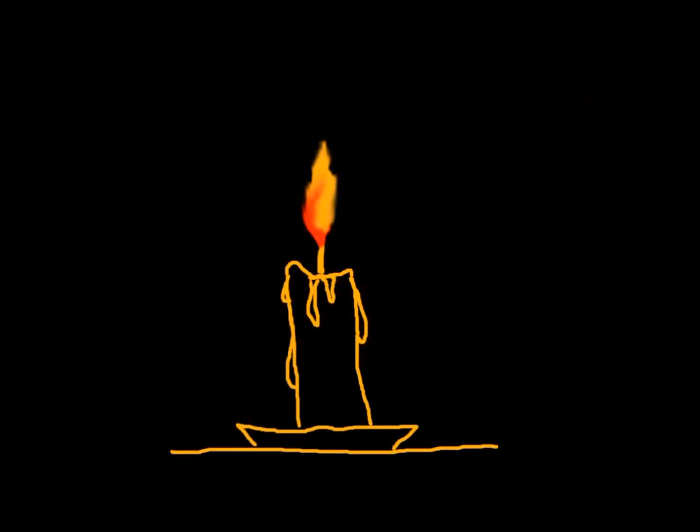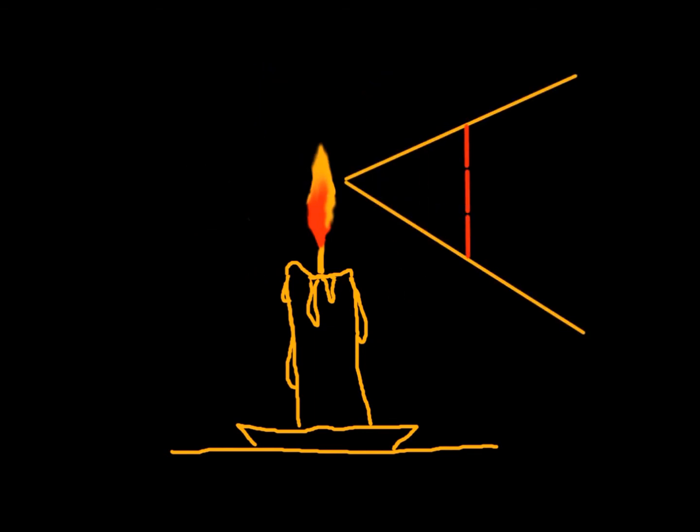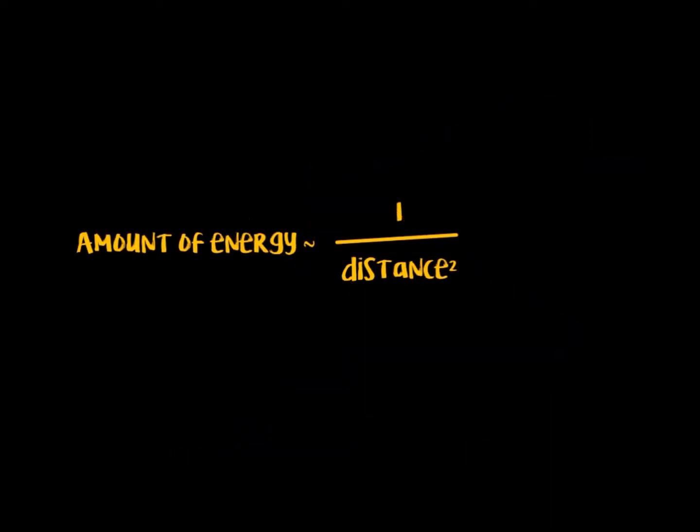Imagine a candle. Its flame has a certain brightness, but it spreads its radiation into all directions, so that the radiation density diminishes with distance. And because we can imagine this as the surface of an ever-growing sphere, the brightness of the candle even diminishes with the square of the distance. This is called the inverse square law.